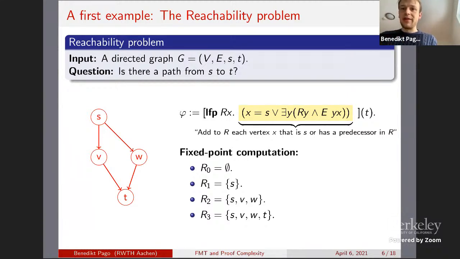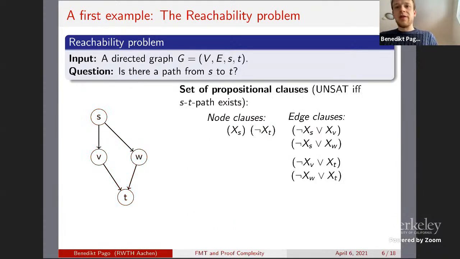Okay, so this is the fixed point logic view on this problem. Now it turns out that in resolution, if you encode this problem, what happens is very similar and somehow directly simulates this fixed point induction. Namely, if we encode this as a resolution problem, the natural way to do this would be like this.